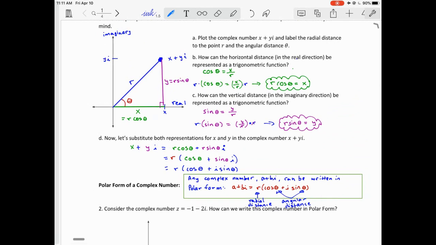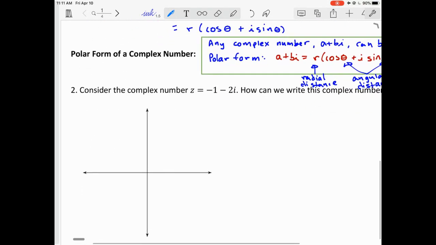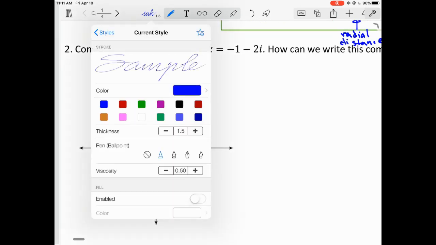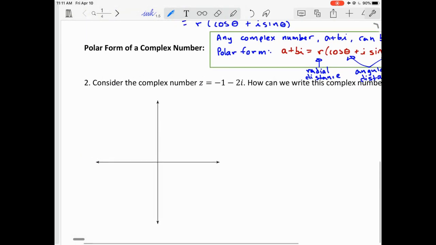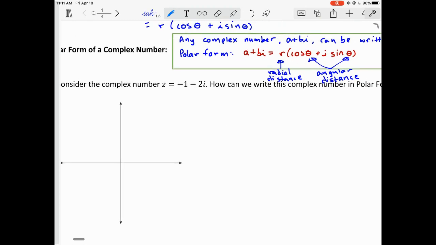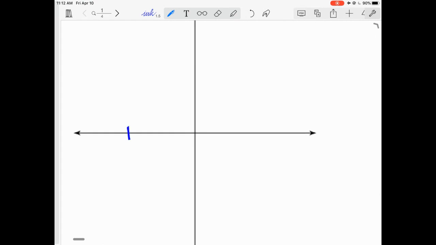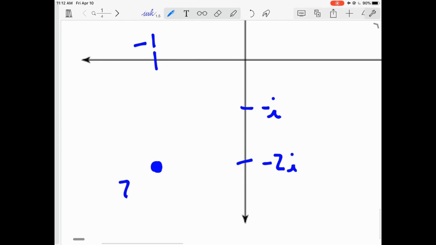So with this in mind, let's take a look at an example with actual numbers instead of just variables. That was the general case. Let's look at it for a specific case. This time we're looking at the complex number z, which is -1 minus 2i. How can we write this complex number in polar form? Well, -1 is maybe here. I didn't put a scale on here, which is fine. And -2i, this is -i, and let's make this -2i. We'll put our point z approximately right there.